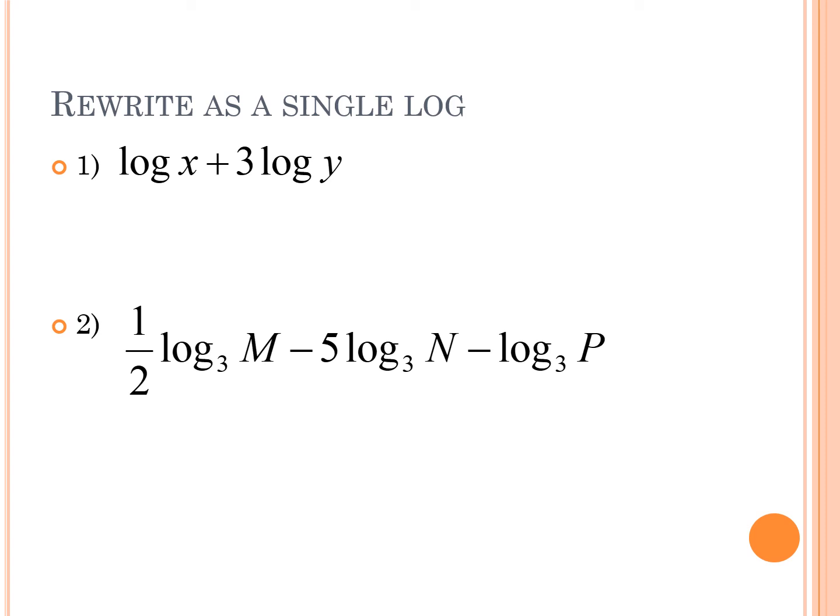Now, rewriting as a single log is basically the reverse of what we just did. So rather than expanding fully, this is taking something that's expanded and writing it as one log. And so we're going to use the exact same processes and laws in order to go in reverse and rewrite these 2 problems as a single log.